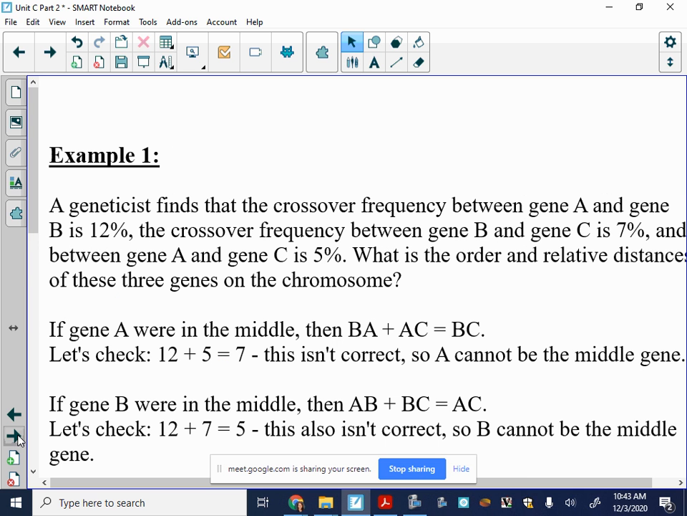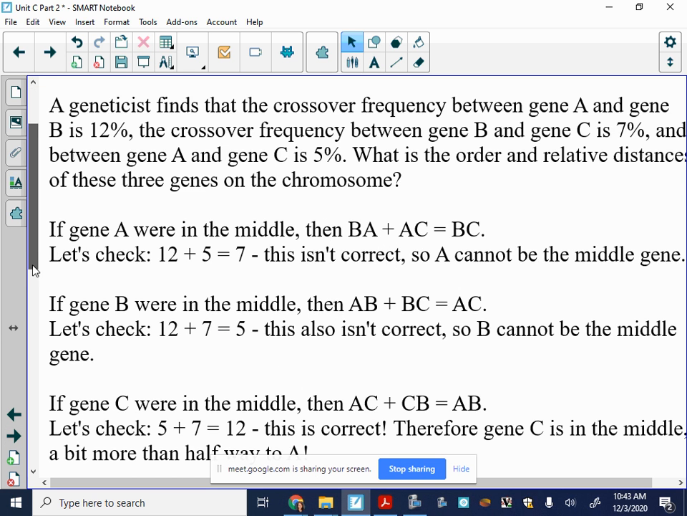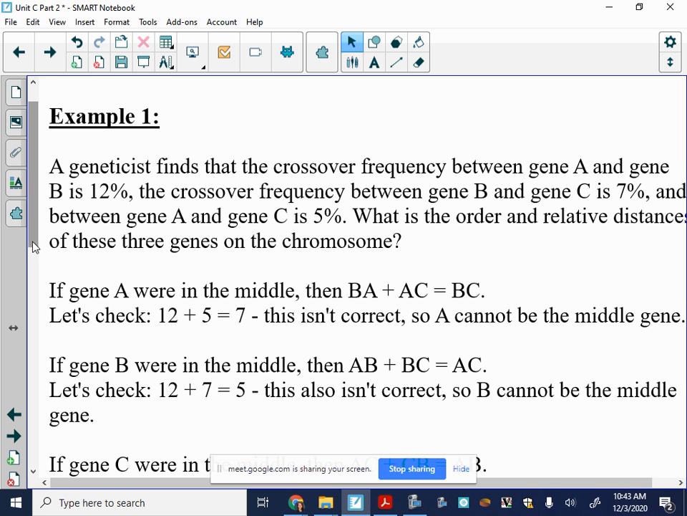Oh, not there. All right. Okay, and you'll find this one. This is on page 9.